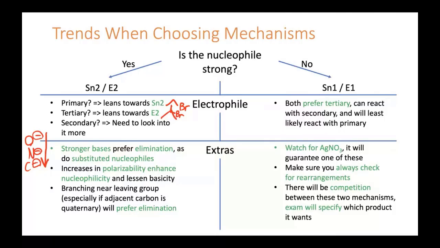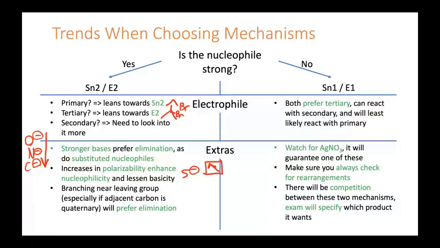And then we also need to know that increases in polarizability enhance nucleophilicity and they lessen basicity at the same time. So if we have something like S minus, this is both a stronger nucleophile and a weaker base because basicity increases that way, and sulfur is lower. So we're going opposite the trend. So if you see moving down in the periodic table on our strong nucleophiles, these prefer SN2 more times.